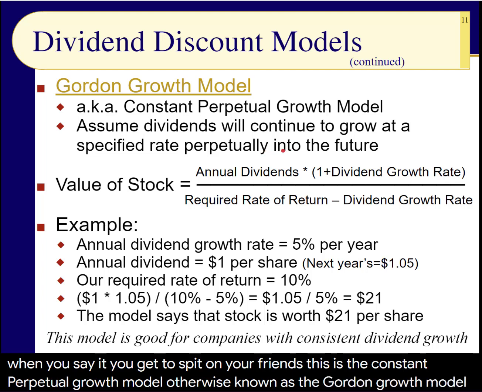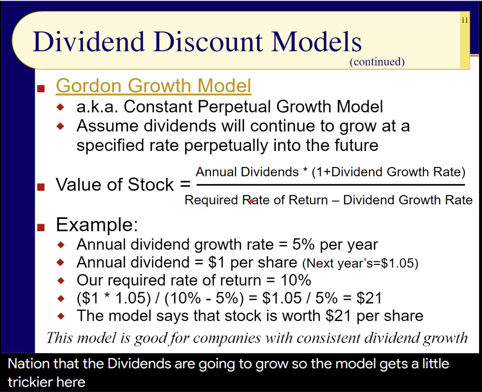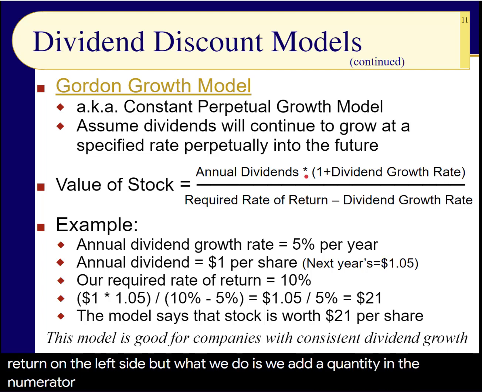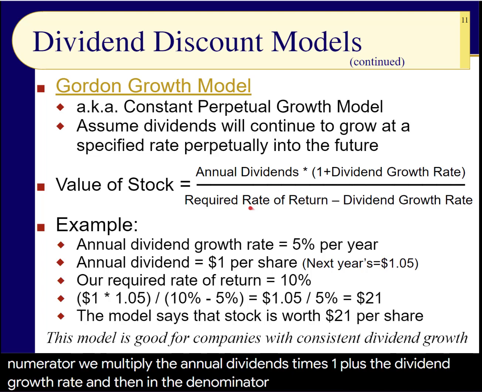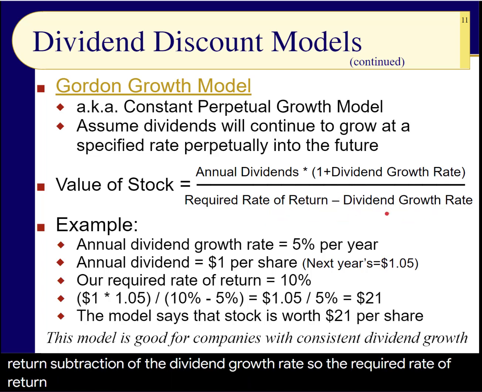So we're assuming in this situation that the dividends are going to grow. So the model gets a little trickier. Here's the zero growth model: annual dividends divided by required rate of return on the left side. But what we do is we add a quantity in the numerator. We multiply the annual dividends times 1 plus the dividend growth rate. And then in the denominator, we add to the required rate of return the subtraction of the dividend growth rate. So the required rate of return minus the dividend growth rate.